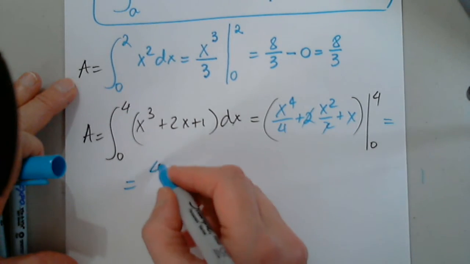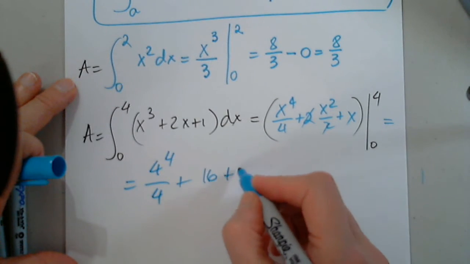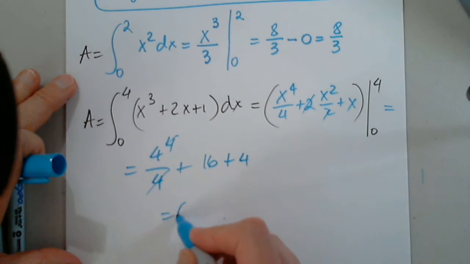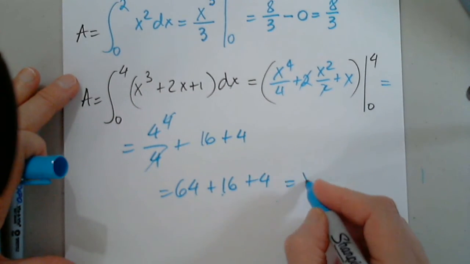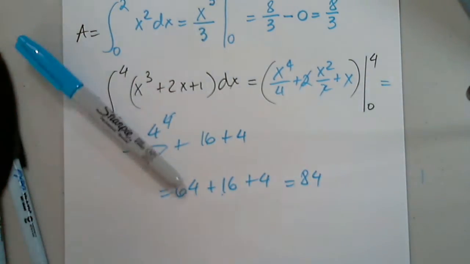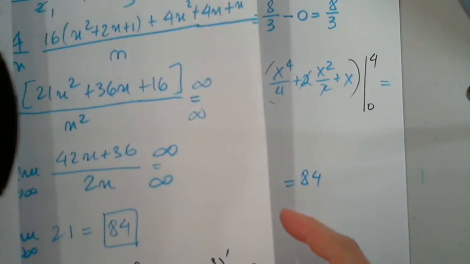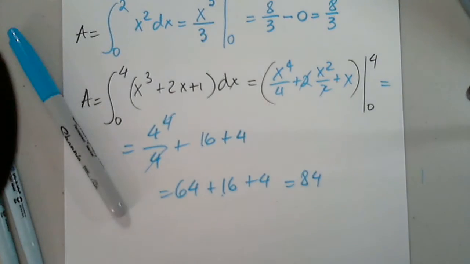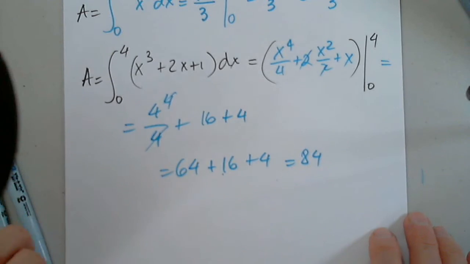So 4 to the 4th over 4 plus 16 plus 4. So I'll simplify a 4. So I have 4 to the 3rd, which is 64, plus 16 and plus 4, which is 84. I think that's what we got. If not, I have to go back. Yes. 84. So this is what is called a definite integral.